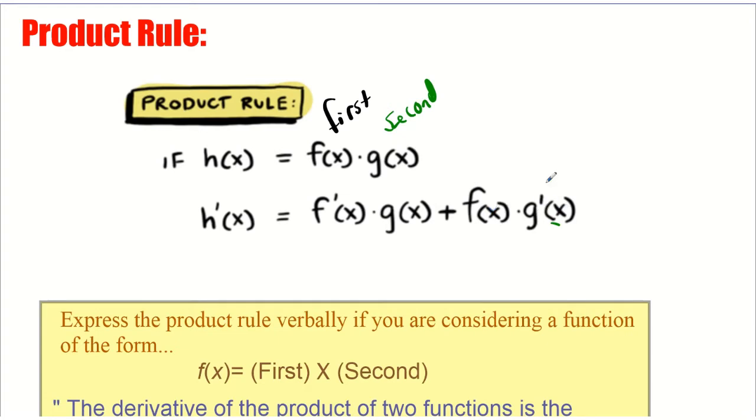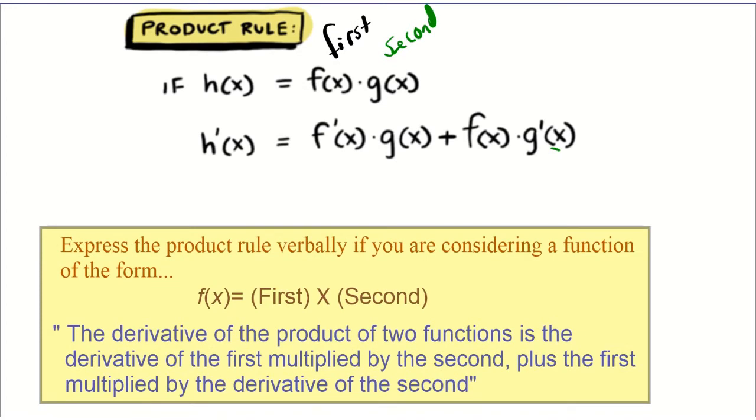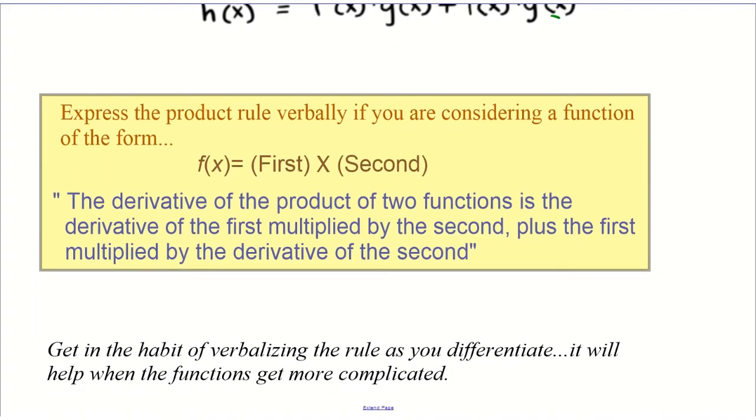So when you're doing these differentiation rules, as we move into these next three, I really suggest you get in the habit of saying the rule as you're doing it. I've got it down here in words. The derivative of a product of two functions is: as you're doing your derivatives, say this: derivative of the first multiplied by the second plus the first multiplied by the derivative of the second. As I said, get in the habit of differentiating and verbalizing when you get into these multi-stepped derivatives.